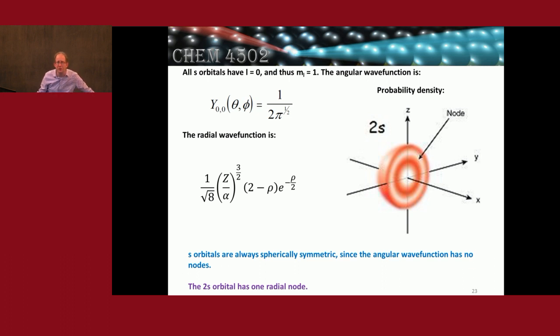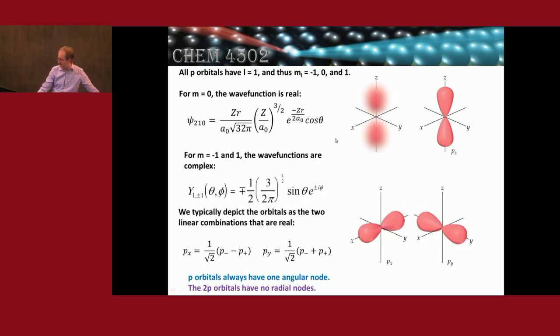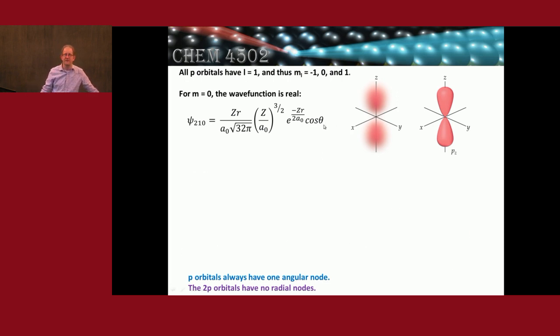Let's look at psi 2, 1, 0. That's a p orbital. So now we need to go look up the radial wave function and the spherical harmonic. And that spherical harmonic looks like cosine theta. Radial wave function looks like e to the minus r over 2a naught, so it decays more slowly than a 1s orbital, but the same decay rate as the 2s orbital.